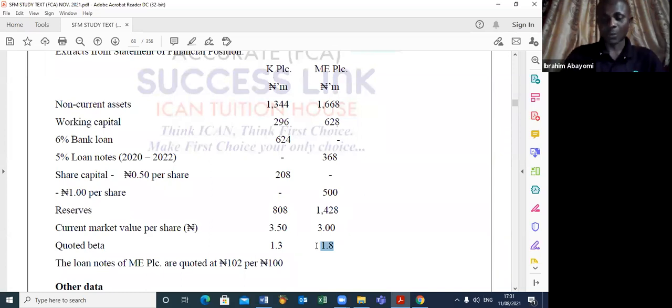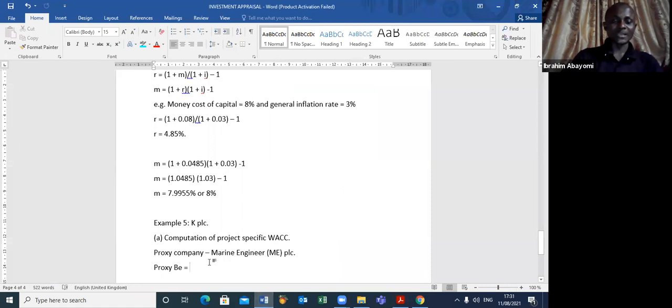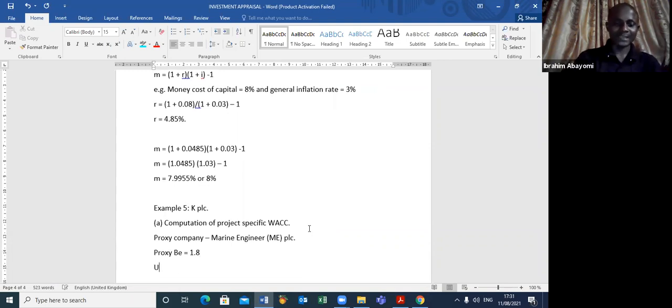So to do this, what will I do? I will ungear the proxy beta. So let's go and ungear the proxy beta. What is it first? 1.8. We have 1.8. So we need to ungear this. Ungear the proxy equity beta. Using what? Which one do you use? Using MEPSC gearing. You have to use the gearing of MEPSC.